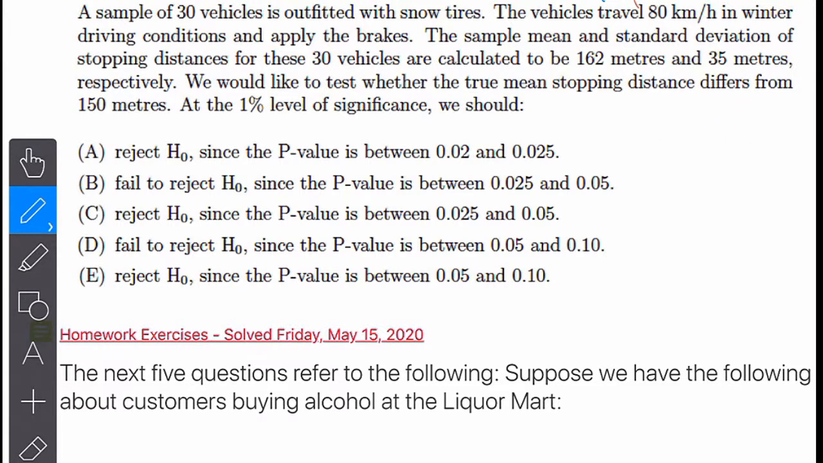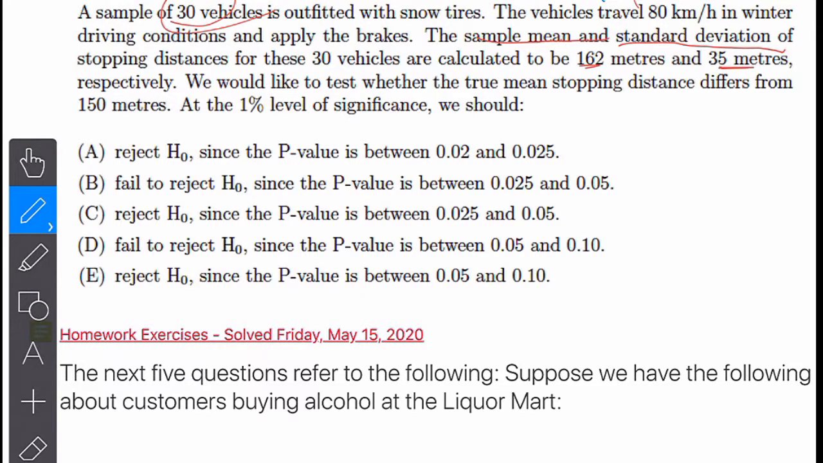All right, let me set it up because I think it's worthwhile in this case. We set up starting with the null hypothesis, and let's see what we've got. So we have a sample of 30, so that's n, and then you're told about the sample mean and standard deviation of stopping distances for the 30 vehicles. So this is the mean, and this is the standard deviation.